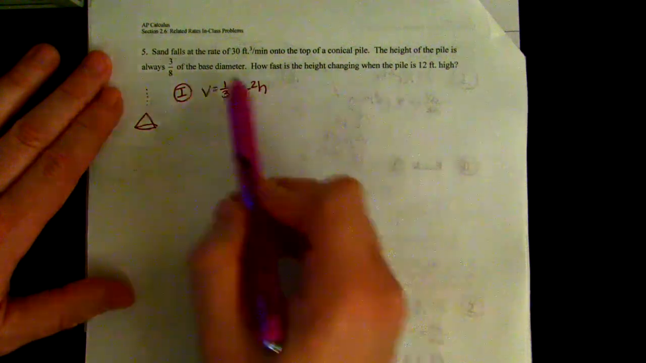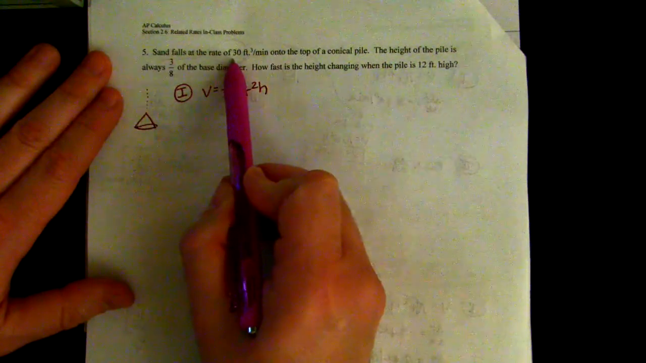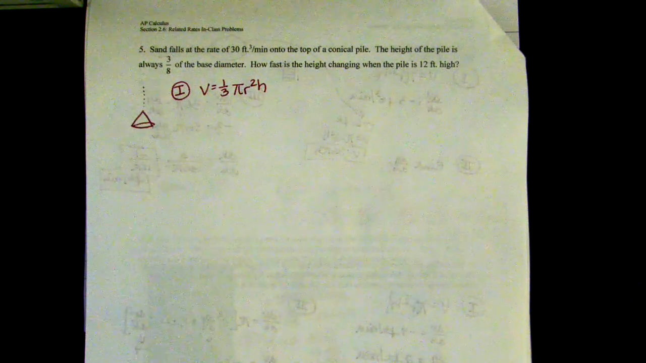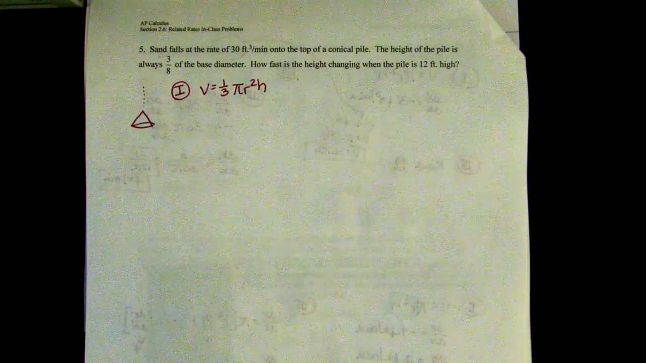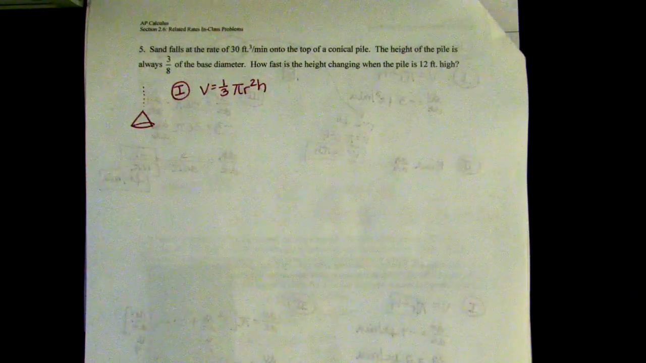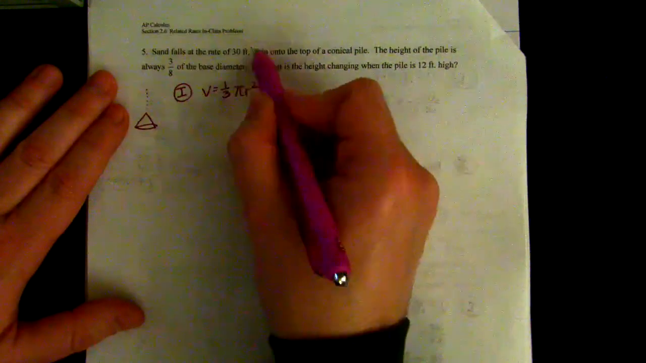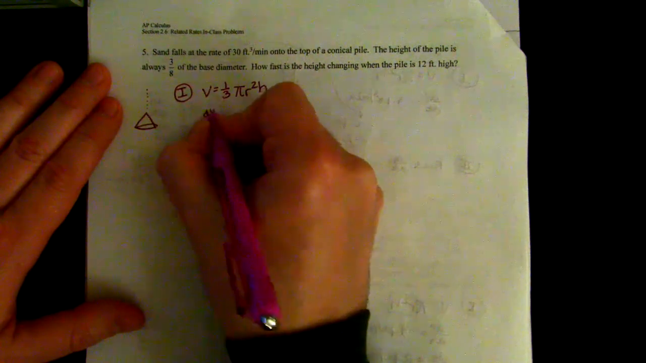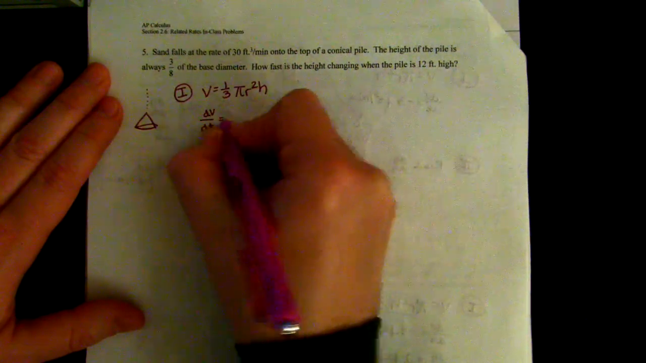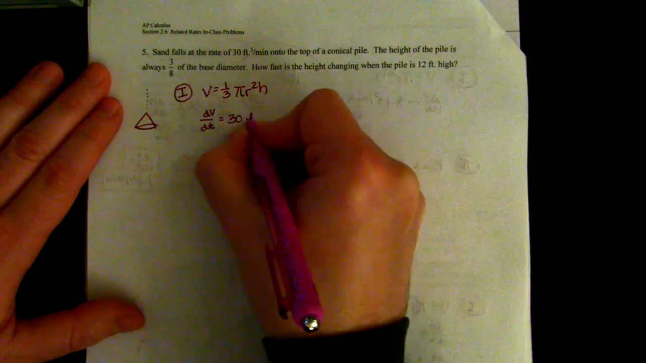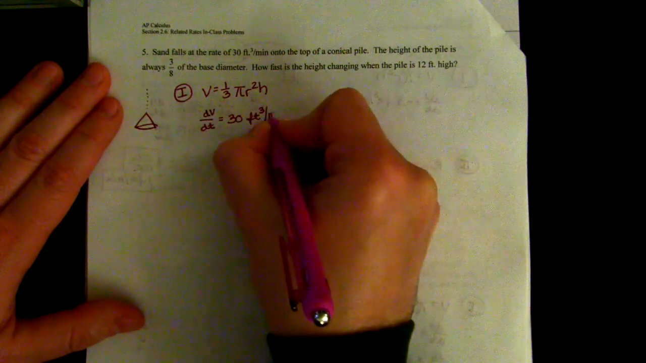Let's see. Sand is falling at a rate of 30 cubic feet per minute onto this pile. What is that? Is that dV dt, rate of change of the volume, dr dt, rate of change of the radius, or dh dt, rate of change of the height? Hint, look at the units. Should be the rate of change of the volume. We are directly increasing the amount of sand there, which is changing our volume. So I know that dV dt, the rate of change of the volume, is 30 cubic feet per minute.